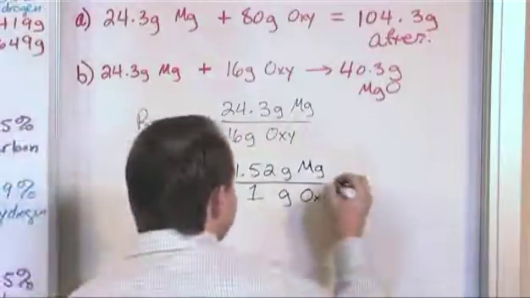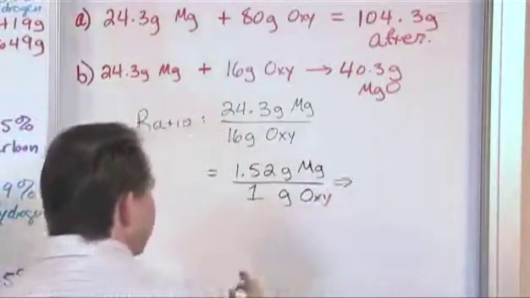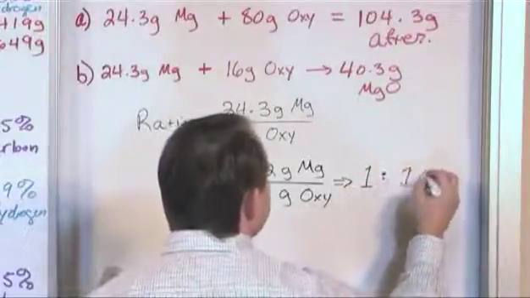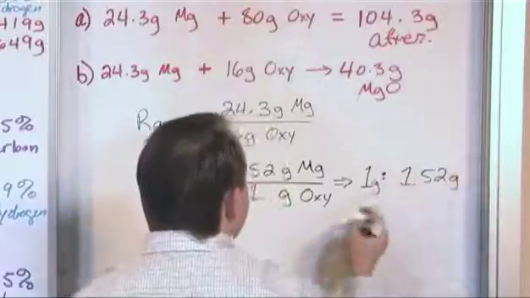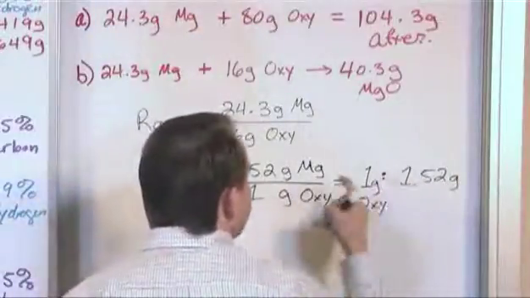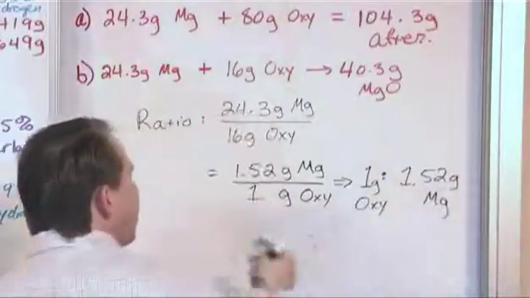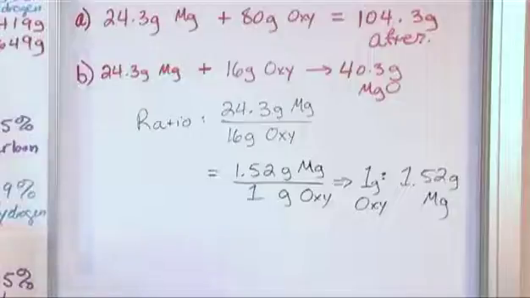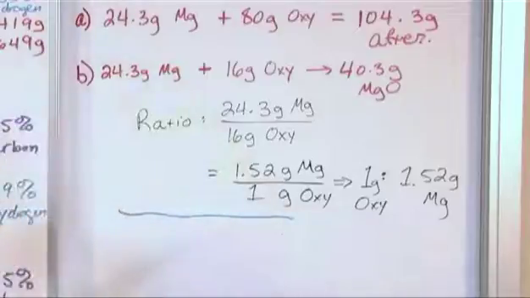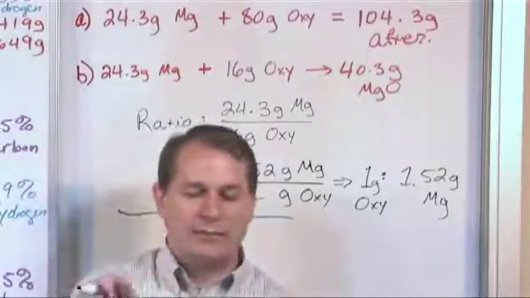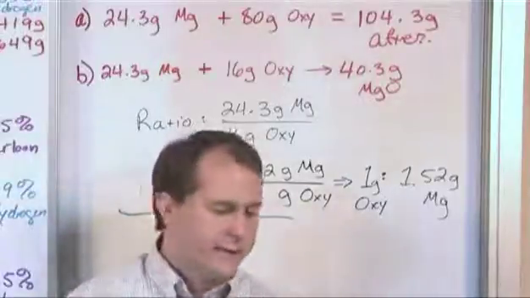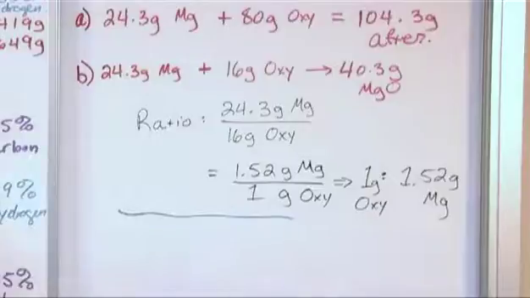So another way to write this, which is exactly the same thing, is 1 to 1.52. And the 1 goes with the oxygen, and this goes with the magnesium. So 1 gram of oxygen combines with every 1.52 grams of magnesium. So we now have this ratio, which is going to help us do what we want, because the problem says if 24.3 grams of magnesium is burned with 80 grams of oxygen, what is the mass of magnesium oxide that's formed?